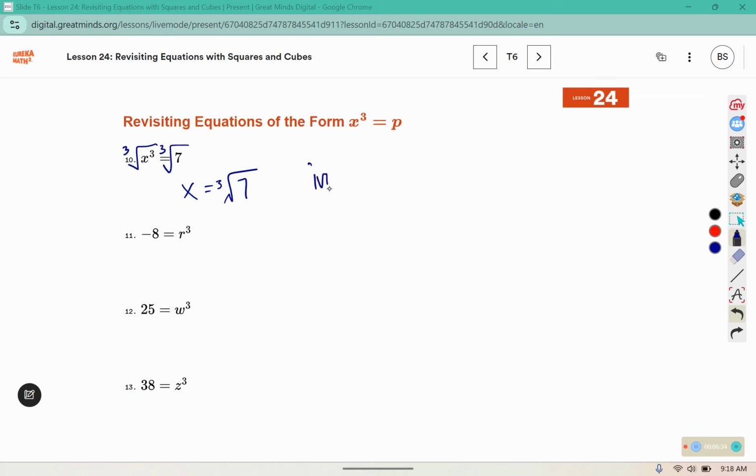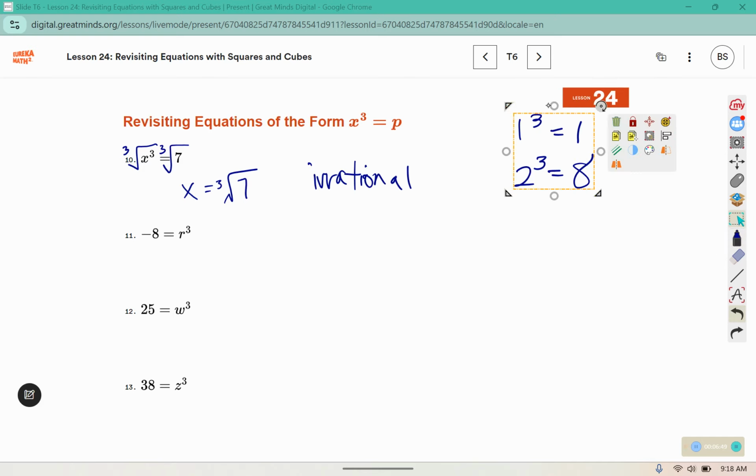This one is irrational. 1 cubed is 1, and 2 cubed, 2 times 2 is 4, times 2 is 8. So this is between 1 and 2.